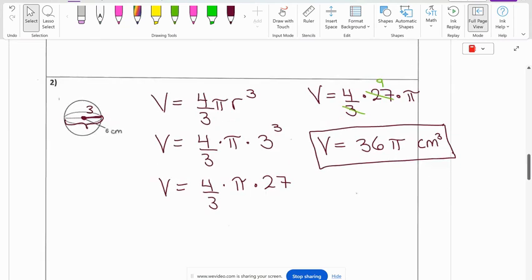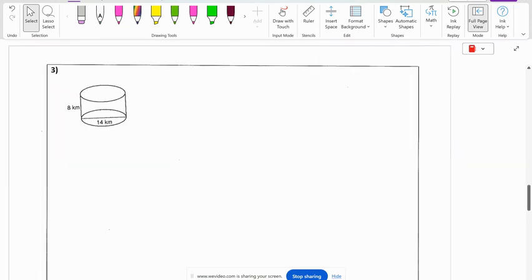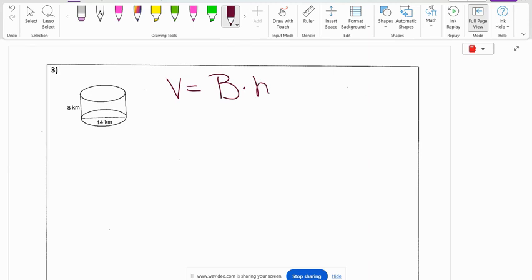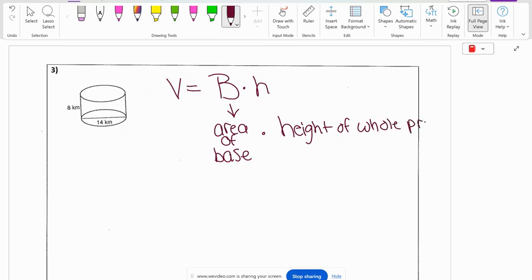All right, so if I want to find the volume of the cylinder, remember the volume of the cylinder, I put capital letter B times H. What does that capital letter B represent? It represents area of the base times the height of the whole prism, or cylinder in this scenario.